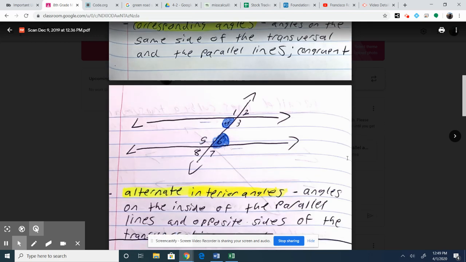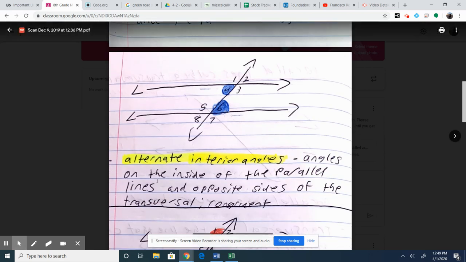So if we continue, we're going to see alternate interior. When we say alternate, what we mean is that they're going to be on opposite sides of the transversal. So one's going to be on the left and one's going to be on the right. And when we're talking about interior, we're talking about the inside, so right in here, inside of the parallel lines. So alternate means on opposite sides of the transversal, and interior means inside the parallel lines. Therefore 4 and 6, as well as 3 and 5, are alternate interior angles.